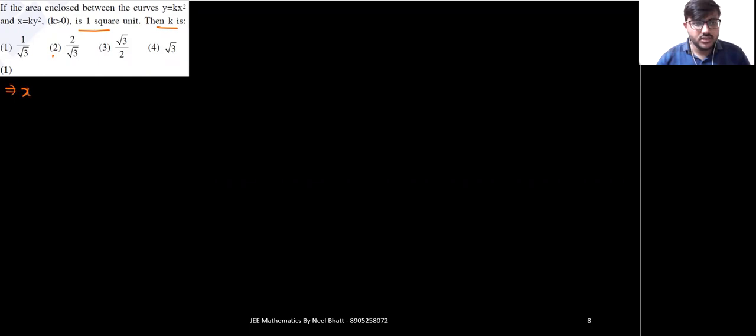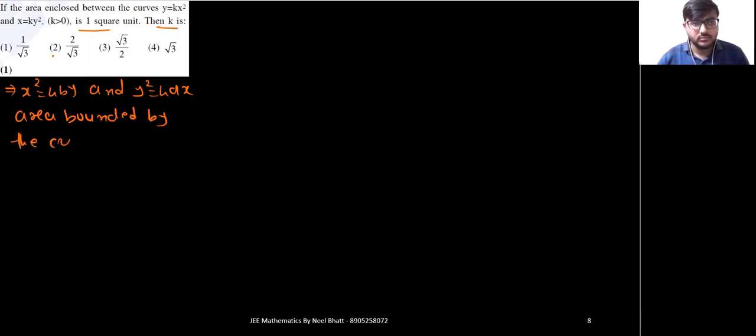So the key note is, if x square equals 4by and y square equals 4ax are given to you, then the area bounded by the curves is equal to 16ab by 3. This is the direct note if you are able to remember.